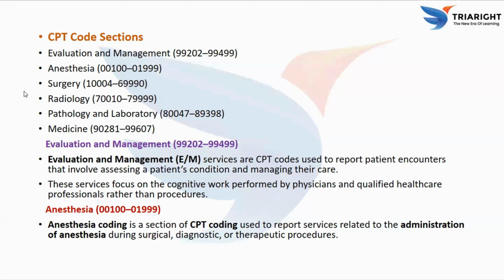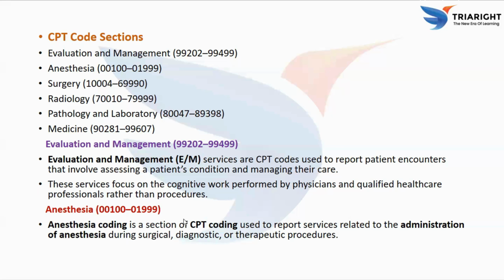Radiology, the code range is 70010 to 79999. It includes all the medical imaging services. Medicine, the code range is from 90281 to 99607. This includes non-surgical medical services, for example vaccinations, physical therapy, dialysis, and cardiology tests like ECG.